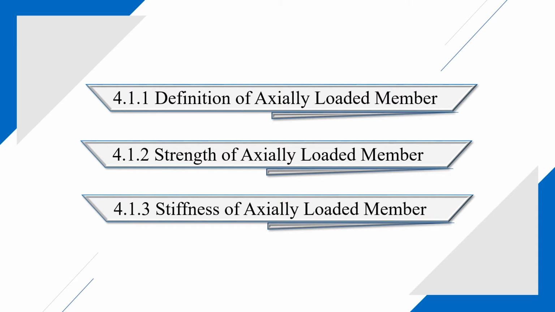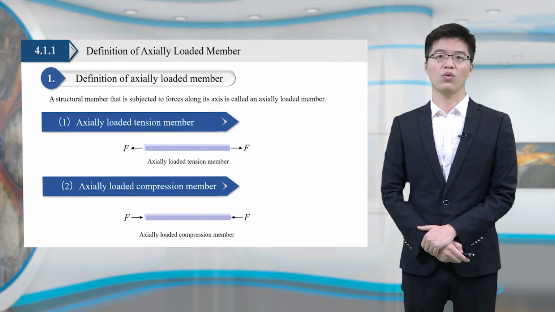In this lesson, we will start with the first 2 points, that is, to study the types, strength, and stiffness of axially loaded members. First of all, let's see what an axially loaded member is. A structural member that is subject to forces along its axis is called an axially loaded member. According to the direction of the force, the axially loaded member can be divided into 2 categories: axially loaded tension member and axially loaded compression member.